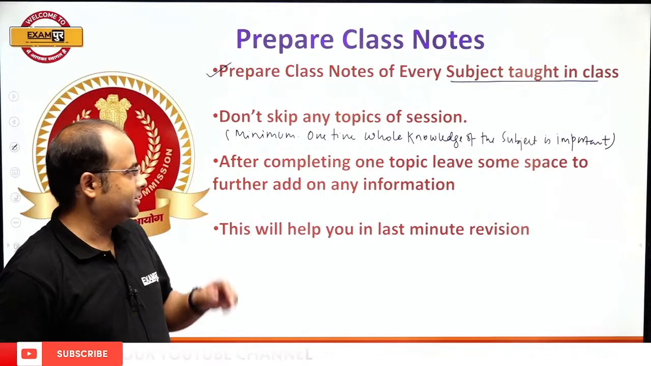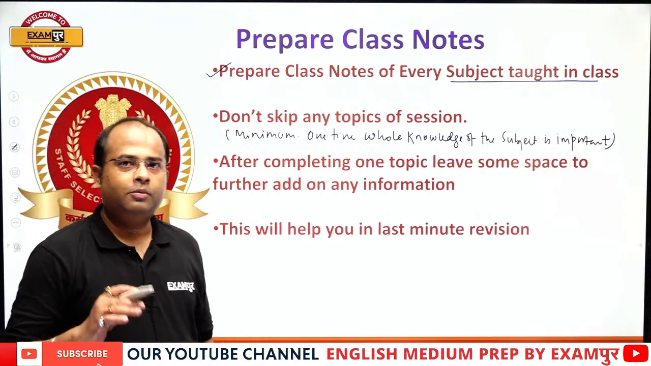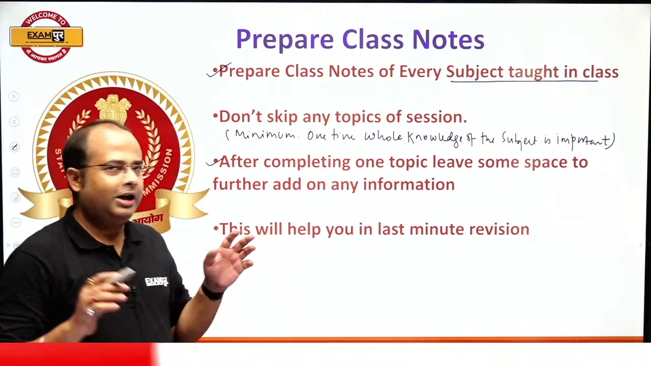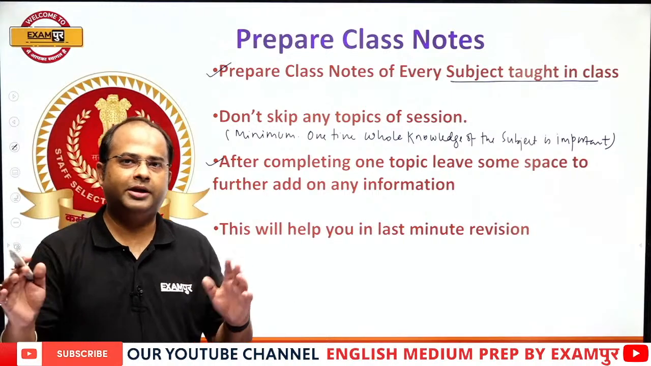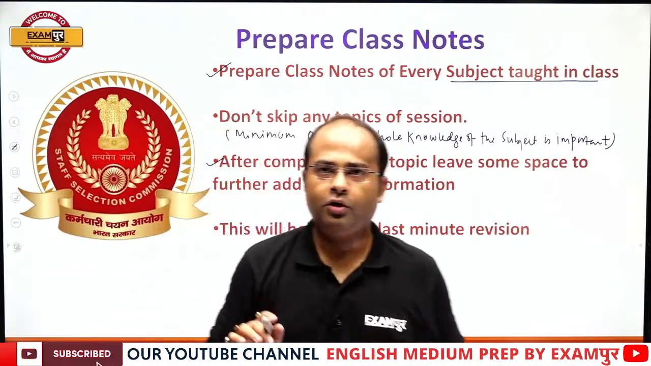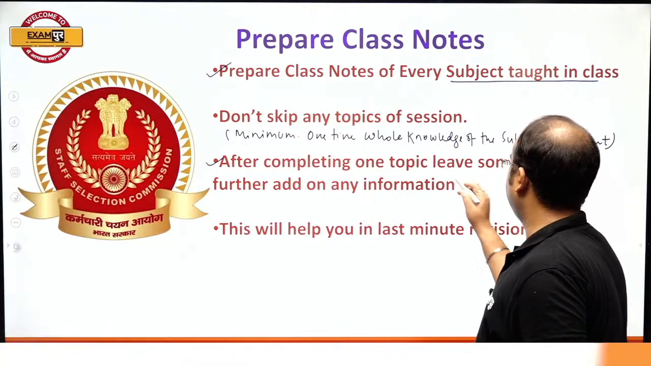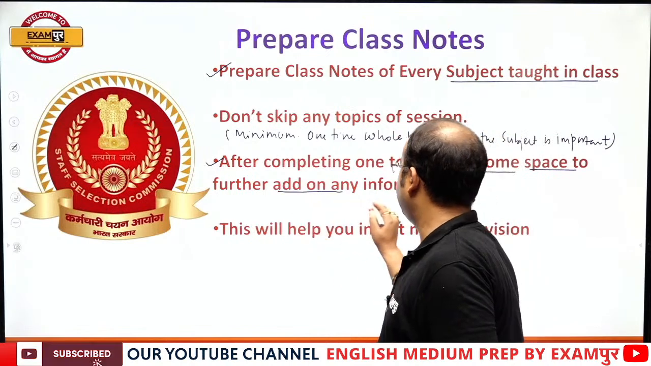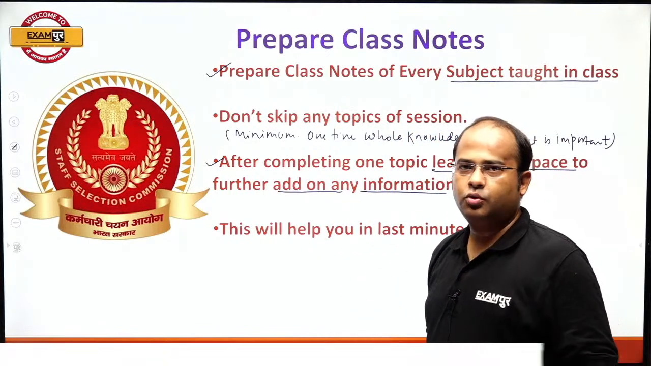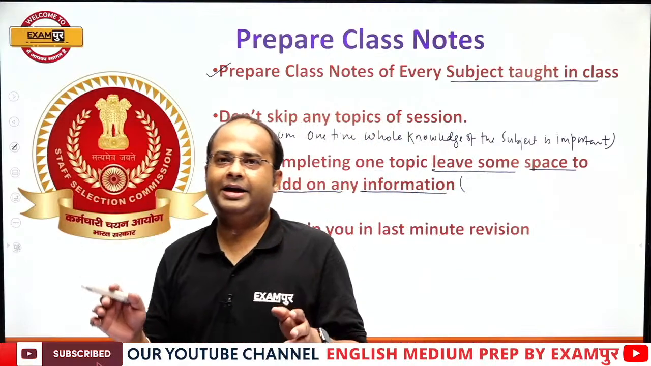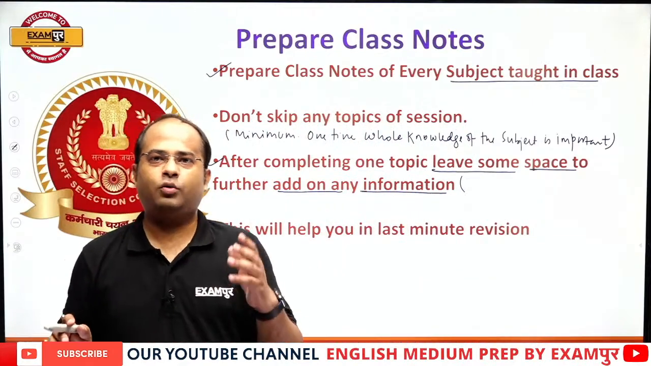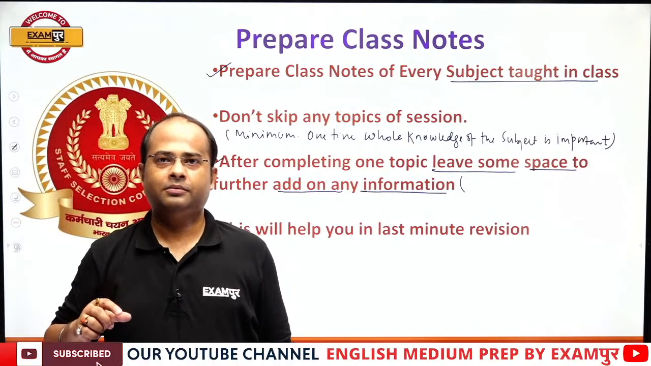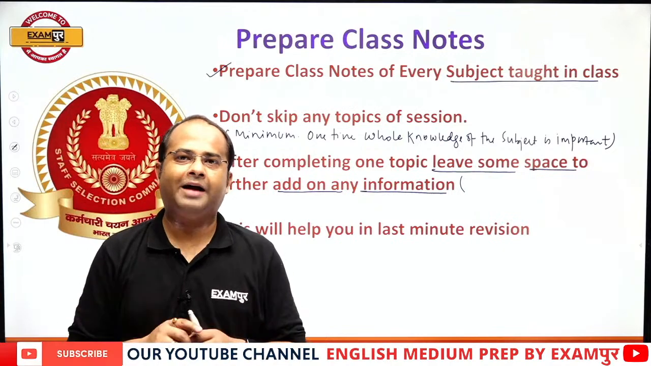Now guys, third is, whenever you make notes, try to make your own class notes. Whenever you make notes, after completing a topic, leave some space between the two topics. If you have just completed one topic, please leave some space for adding any other information later. What students generally do is, once they complete a topic, for example if they read the Quit India Movement in modern India, after that they start again with the CR formula. So you do not have to do this.